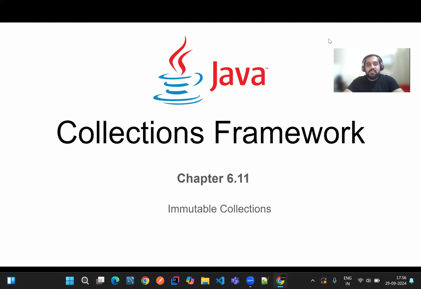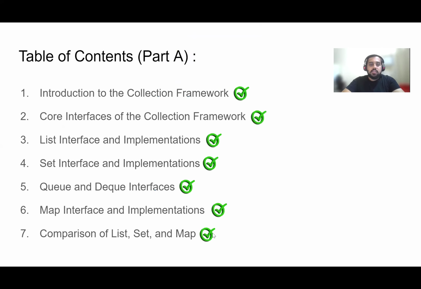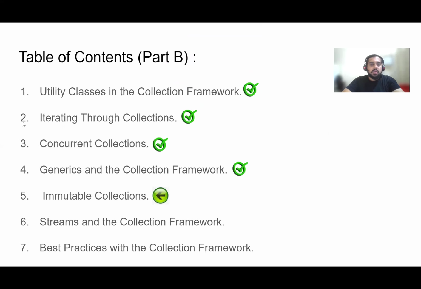Today we'll see Collection Framework chapter 6.11, that is Immutable Collections. In our previous video we covered all these topics, and also some of the topics under part B. In our very previous video we talked about generics and the collection framework. If you have not watched that video, please watch it prior to this. Let's see today's topic called Immutable Collections.